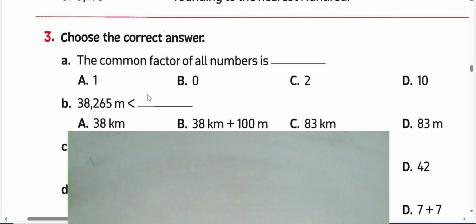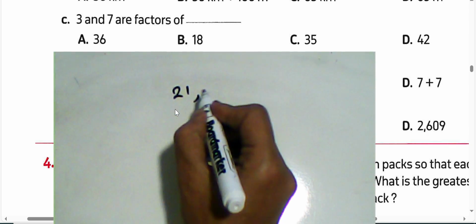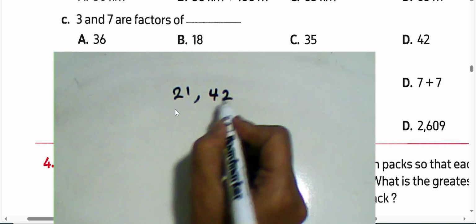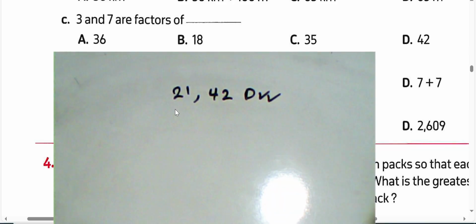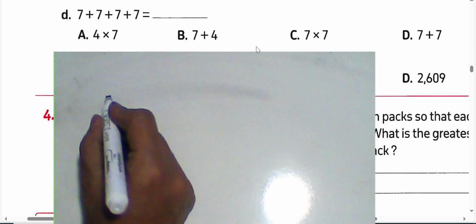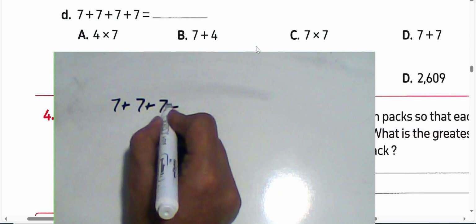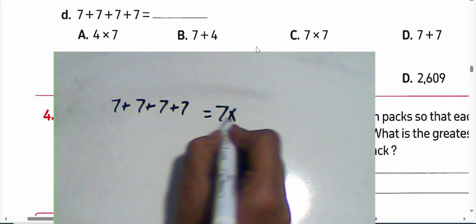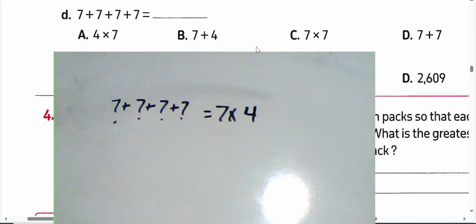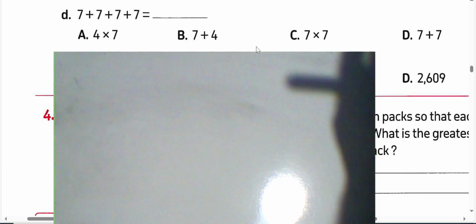Next question. 3 and 7 are factors of what? Factors of 21. And the multiples of 21: 21 plus 21 equals 42. Choose letter D. 3 and 7 are factors of 42. Next question. 7 plus 7 plus 7 plus 7 equals 7 times what? 1, 2, 3, 4. Okay.